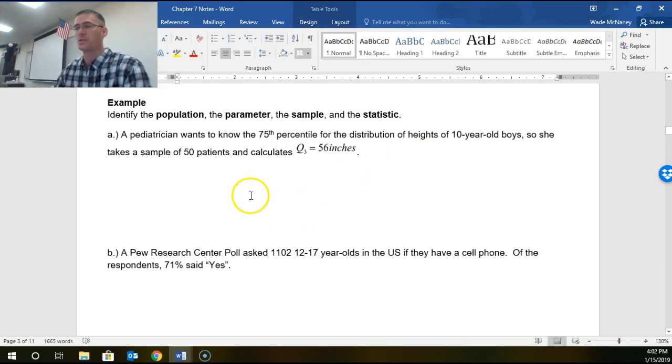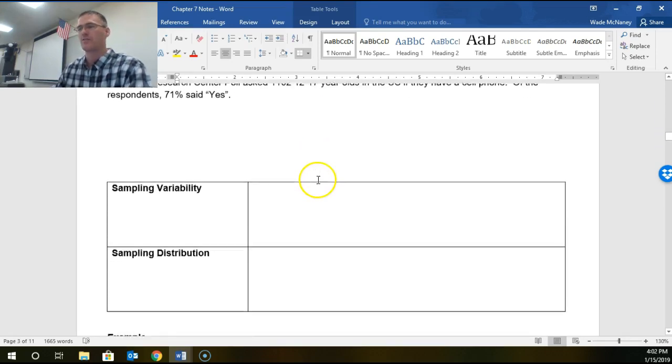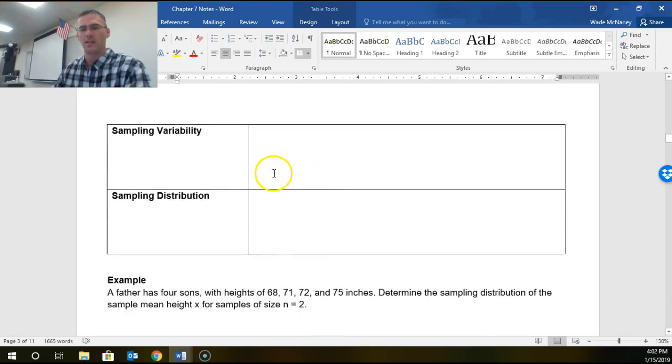Okay, more practice with this. For the sake of time and everything else, I'm not necessarily going to go through this. If you're lost or struggling with this, you can come in and we can go through some of these other examples together. For sake of time, I want to get into the meat of 7.1. What is sampling variability? Well, what is variability?